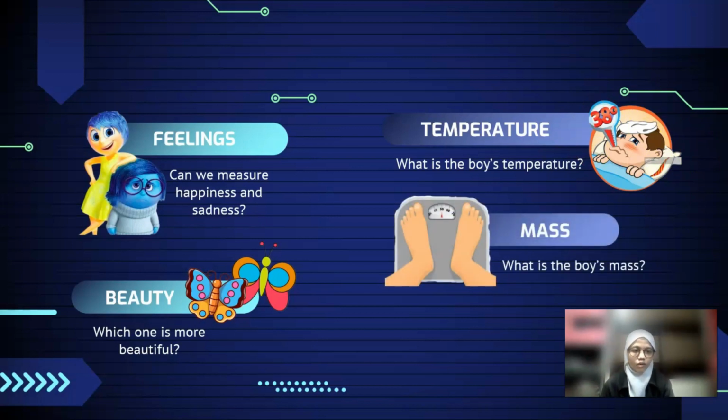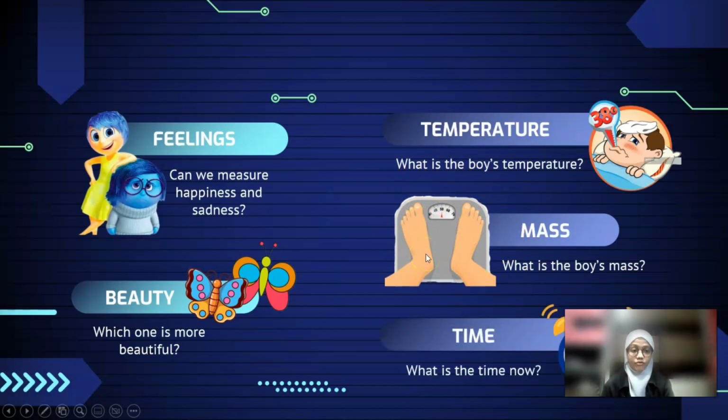Next, for mass, what is the boy's mass? Here also we can measure the mass by using this one. So here, the boy's mass is 50 kilograms. And finally, for time, what is the time now? As we can see here, the time is 3 o'clock.